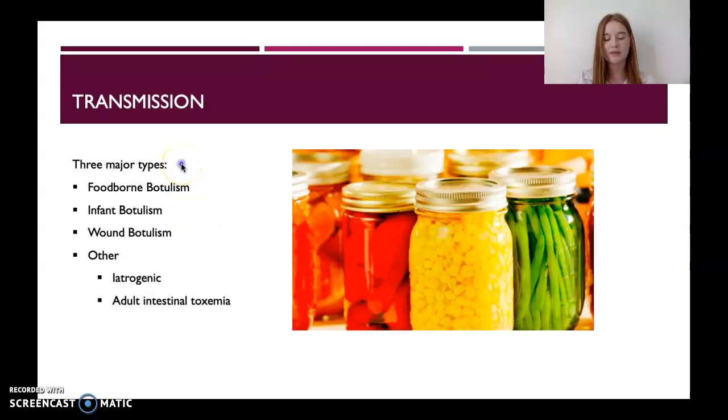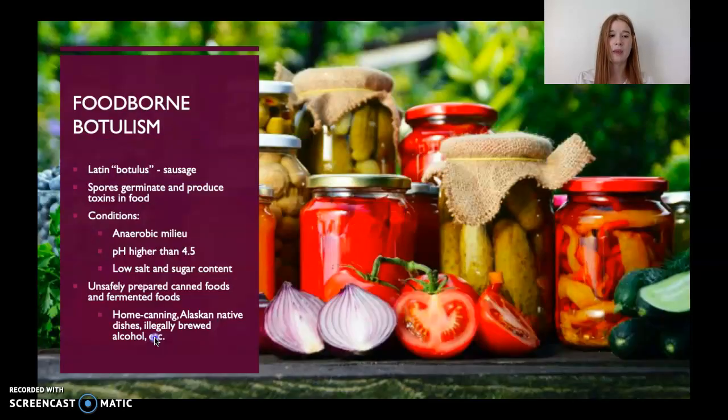So botulism is classified into 3 major types based on the mechanism of transmission. And this includes foodborne botulism, infant botulism, and wound botulism. There are several other minor types of the disease. However, they're very rare. There's usually only a couple of cases per year. So this includes iatrogenic and adult intestinal toxemia.